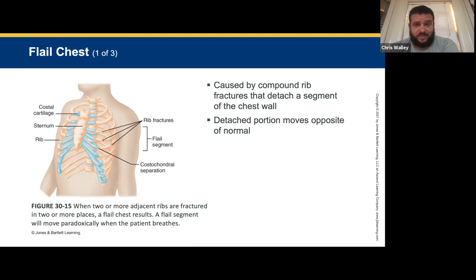So the paradoxical motion is a late sign of flail chest. Remember that. The detached portion of the chest wall moves opposite of normal. So the ribs go up and down like this when we breathe. If they're broken, they're going to do this when they breathe. It's painful because they scrub. So that's where you get your paradoxical motion.